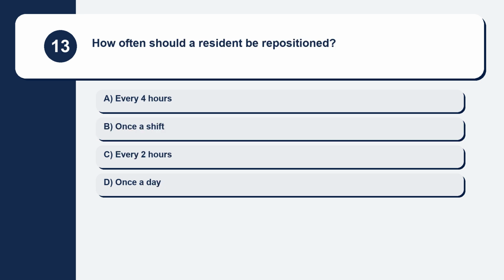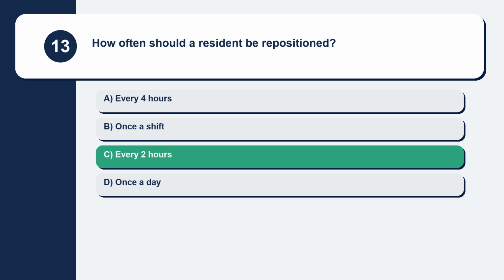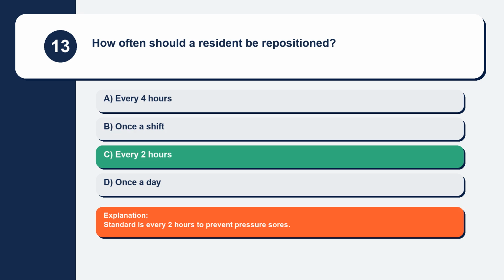Question 13. How often should a resident be repositioned? Every 4 hours, once a shift, every 2 hours, once a day. Standard is every 2 hours to prevent pressure sores.